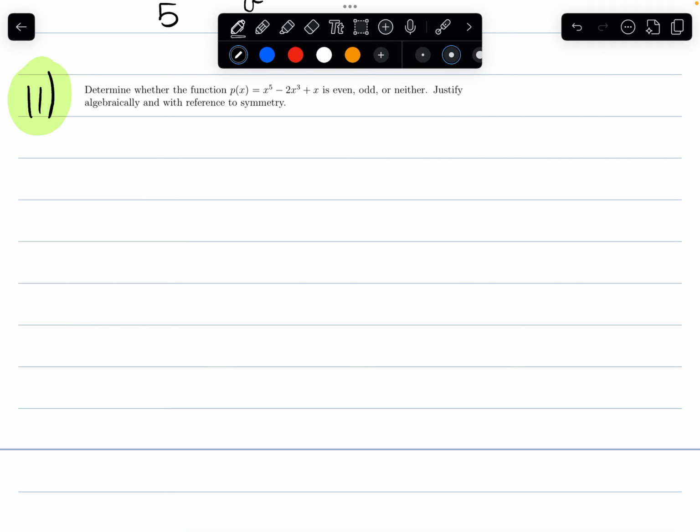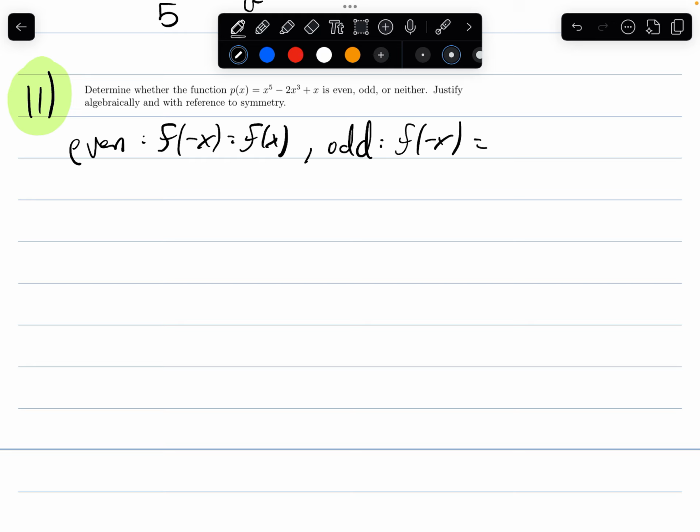So if you guys remember, for even, this means that f of negative x equals f of x. And then for odd, this means that f of negative x equals negative f of x. So we plug in negative x and we get the negative out. We plug in negative x and we get the original thing out. So we just need to check are either of those conditions met.